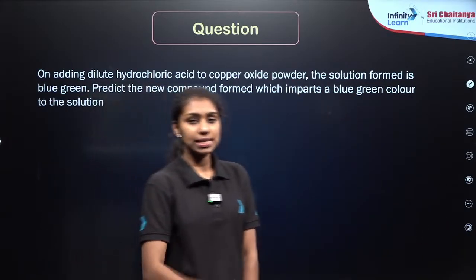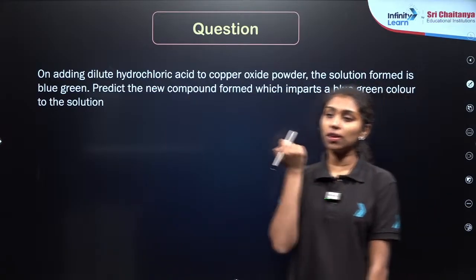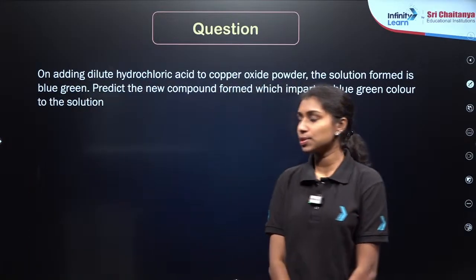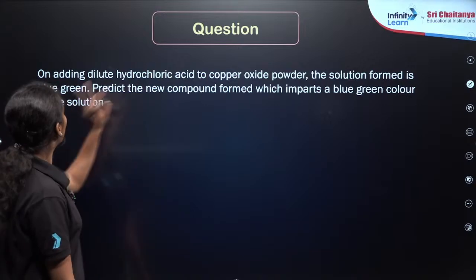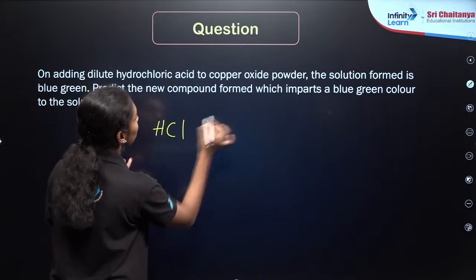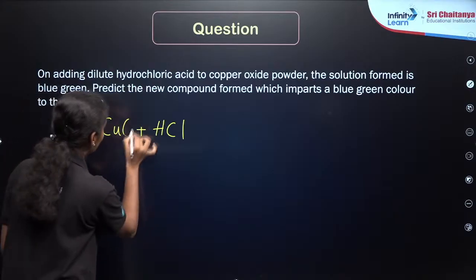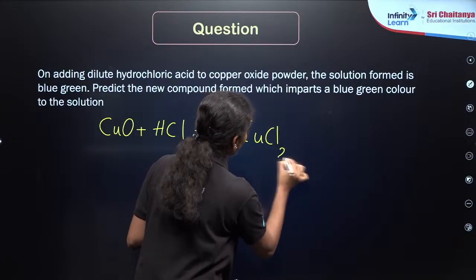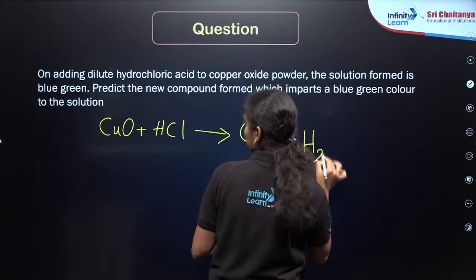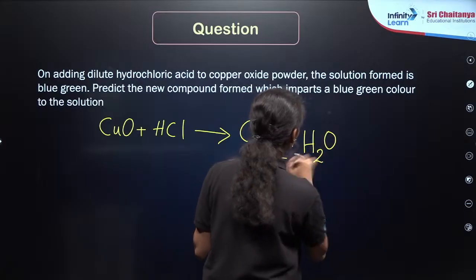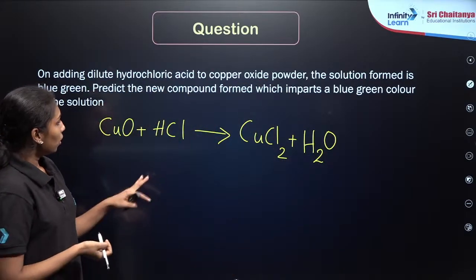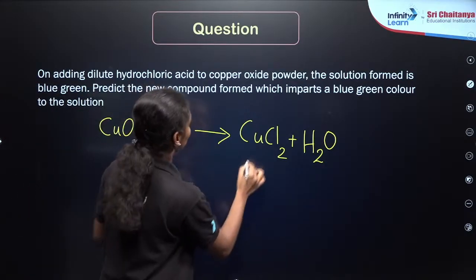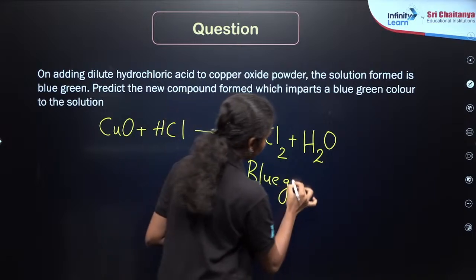Okay, what is happening in a chemical reaction? The reactants are converting to products, right? So what will be our reaction here? Dilute HCl plus copper oxide. As we already know from our second chapter, whenever metal oxides react with acids, they form the corresponding salt, CuCl2 here, along with water. So you need to balance this equation also. The color of this compound is due to the presence of CuCl2, which has a blue-green color. So CuCl2 will be our correct answer here.